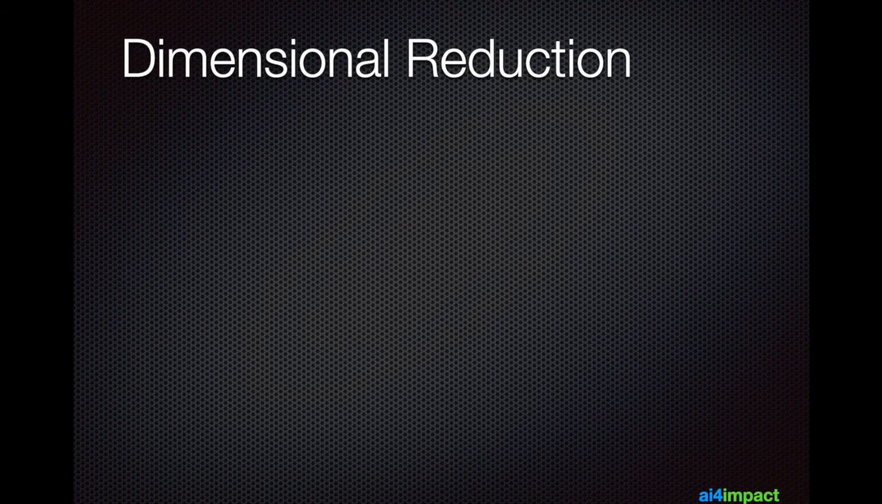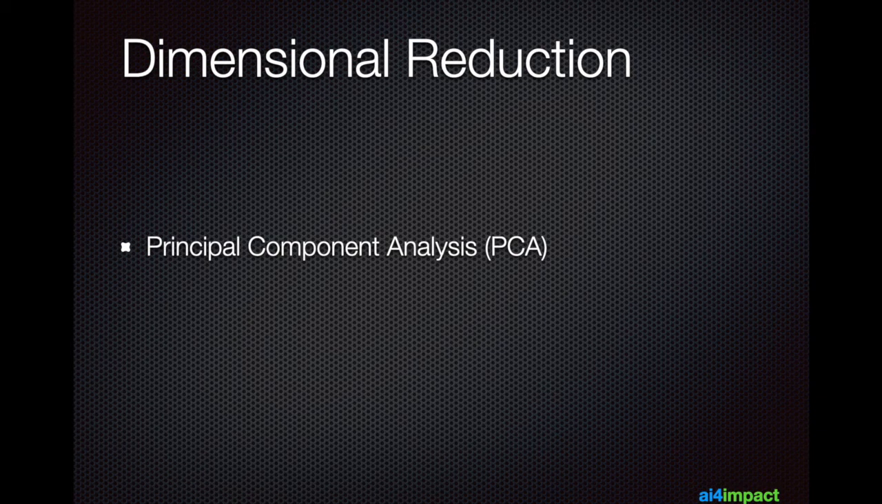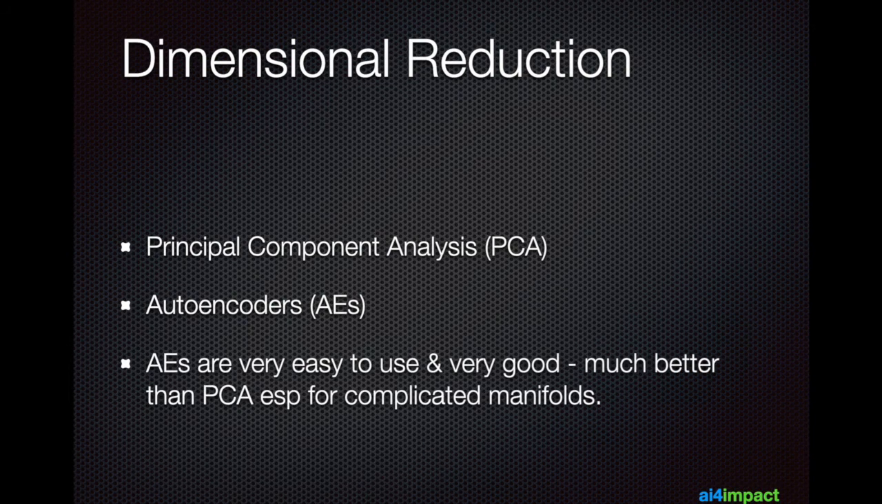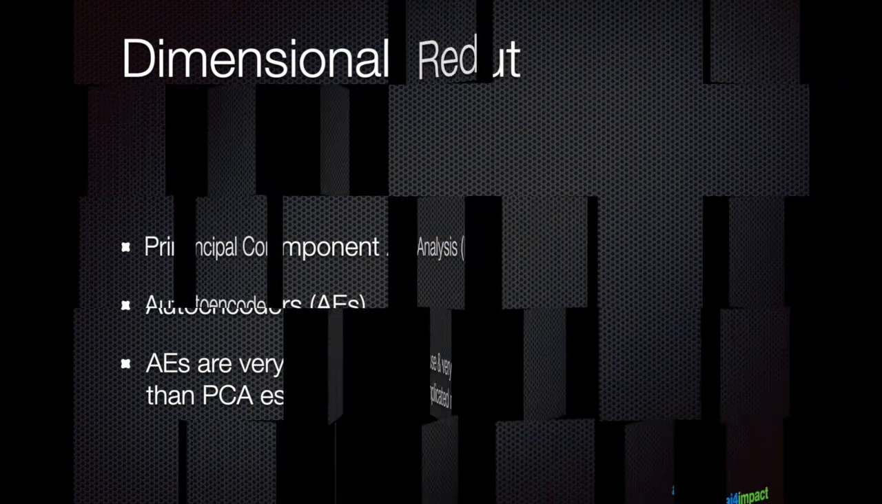This brings us to dimensional reduction. One way is to use principal component analysis, or PCA. The other approach which we discussed in the labs are autoencoders. Autoencoders are very easy to use compared to PCA and also very good. Certainly they are much better than PCA, especially if your input points fall on complicated manifolds.